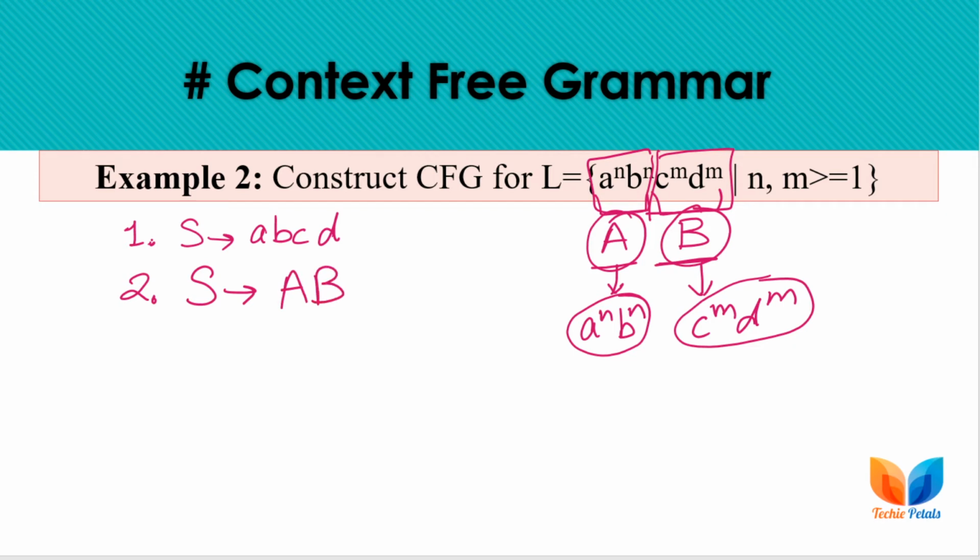So from the start symbol, if we have to derive the initial string, then we are using this rule. And if we have to repeat, meaning if the number of A's and B's is more than 1, we can use the second production rule for the iteration of A's and B's. Further, from A we have to derive this language, and from B we have to derive this language.